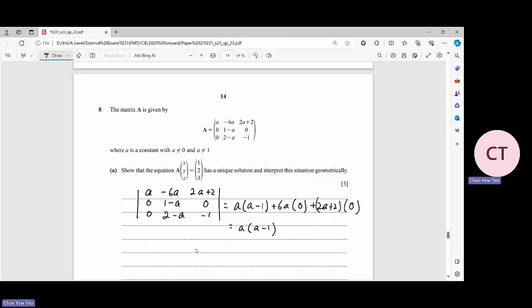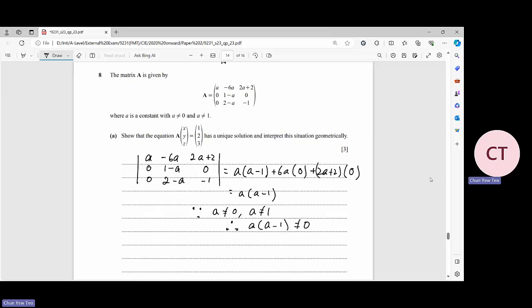Okay. So because A is not equal to 0 and A is not equal to 1, therefore A and A minus 1 cannot be 0. Okay, that means, therefore, the equations of this system have a unique solution.